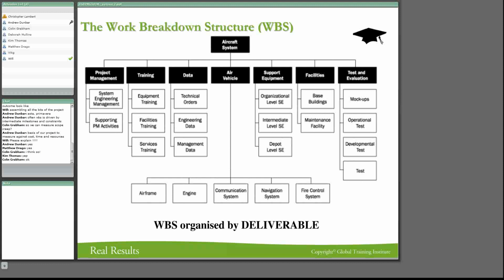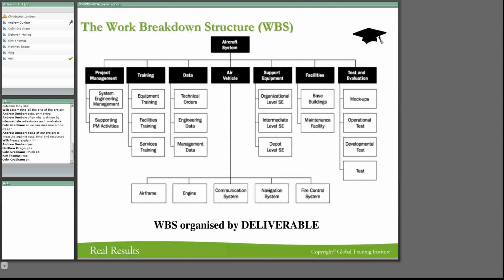So we've got all the engineering documents that come out of training. We have all the data from the engineering details, and then we have the airframe, the engine, the communication system, the navigation system, the fire control system. And then we start looking at support equipment and the maintenance equipment for that aircraft, at an organization level, an intermediate level, and a depot level. Then we look at the facilities. If we're going to have an aircraft, what facilities need to be done? What does the maintenance facility look like? All of these are part of the project. So this one is a work breakdown organized by particular deliverables.